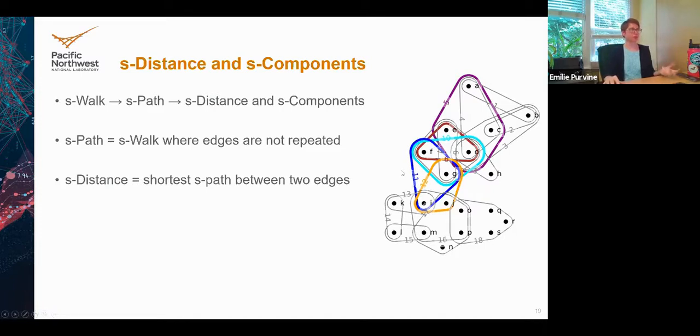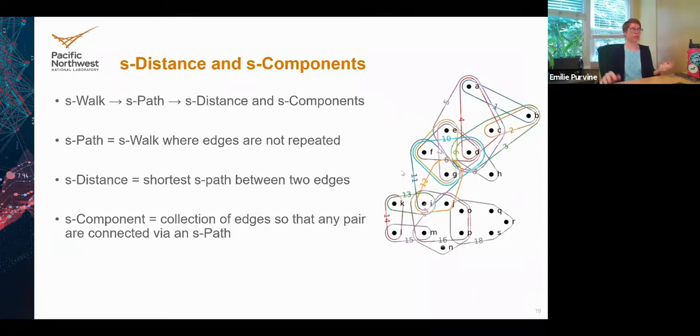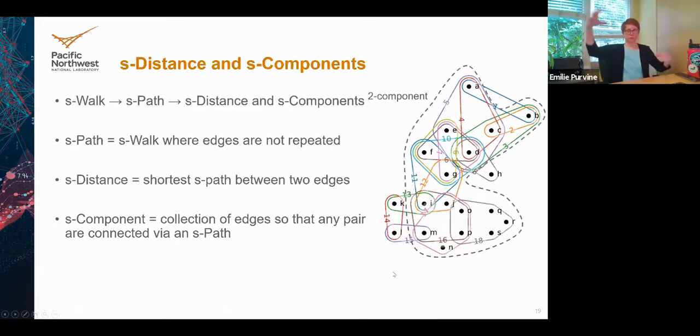Distance is then the shortest S path between two edges. And then we can find connected components as a collection of edges so that, again, any pair are connected via an S path. So here is a 3 component. It's only two edges and they're connected by four vertices. A 2 component obviously grows things out, but still leaves off some of these edges that are connected only by an intersection of size 1.